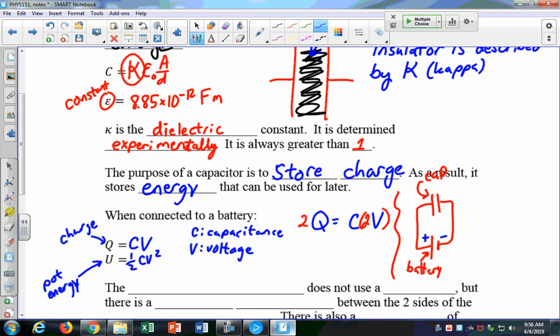Well, let's say that we have 24 volts on the battery, and I decrease V from 24 to 6 volts. The charge is initially 16 microcoulombs. What is the new charge?